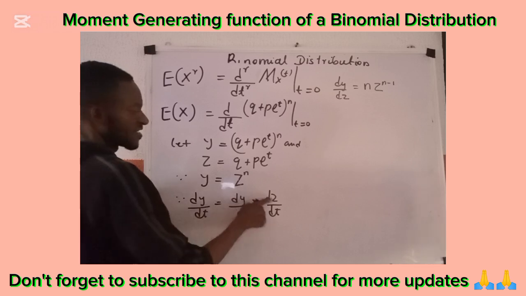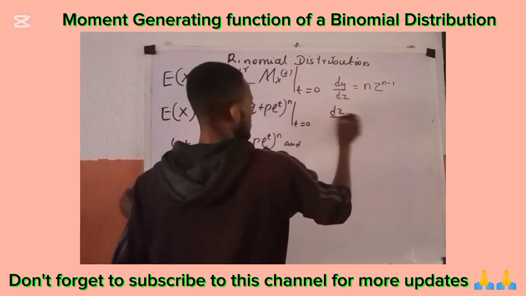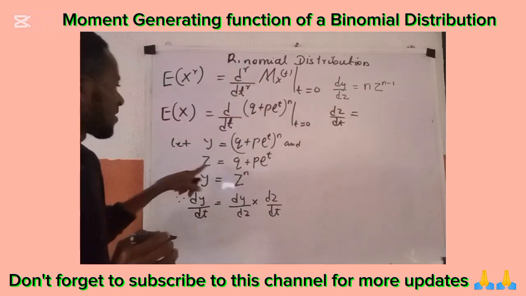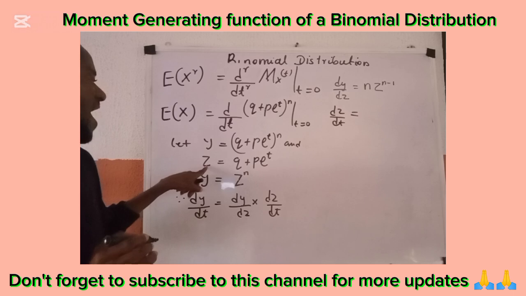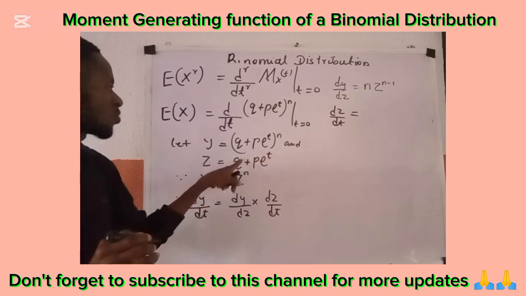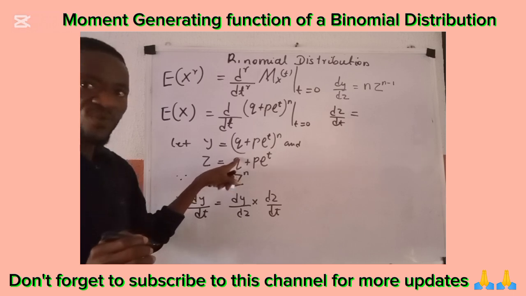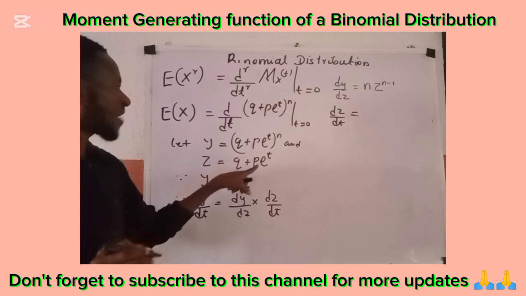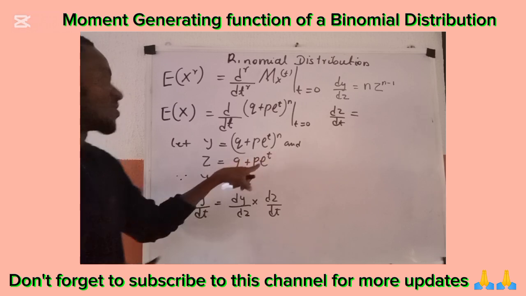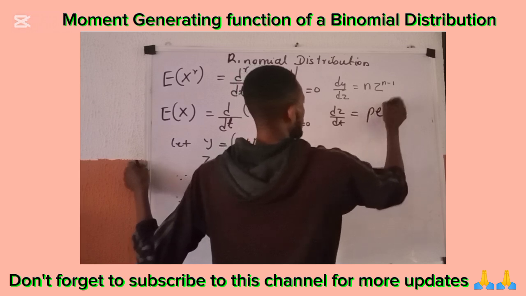So I want to differentiate this dz dt. Dz dt equals. Where is my z? Look at my z here. I am differentiating this z with respect to t. This quantity q doesn't contain t, so it automatically becomes 0. Of course, the derivative of e raised to power t is e raised to power t, so this is just the same as writing p of e raised to power t.